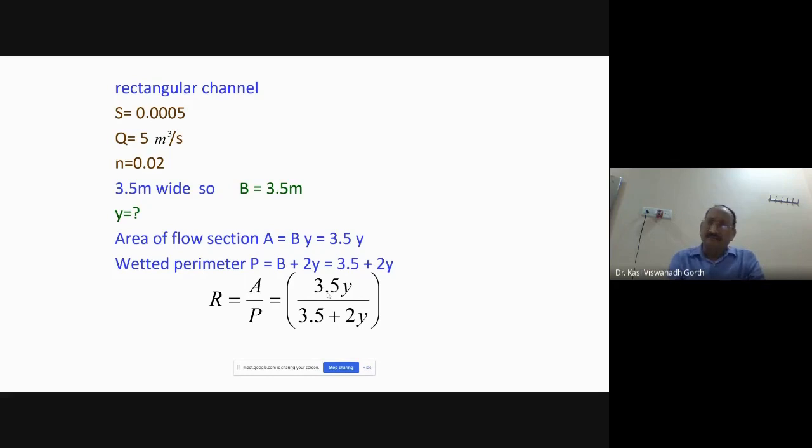So let it be Y only. Let Y be the depth of flow. Then what will be the wetted area? Wetted area is B into Y, 3.5 into Y. Wetted perimeter, B plus 2Y, that is 3.5 plus 2Y. And hence the hydraulic radius will be A by P, 3.5 into Y divided by 3.5 plus 2Y is the hydraulic radius.